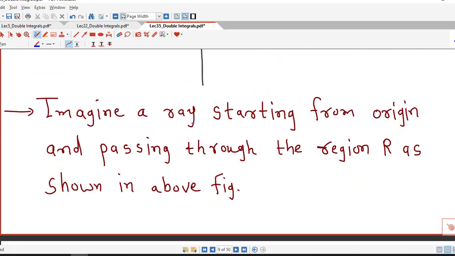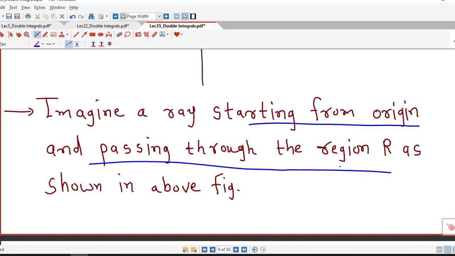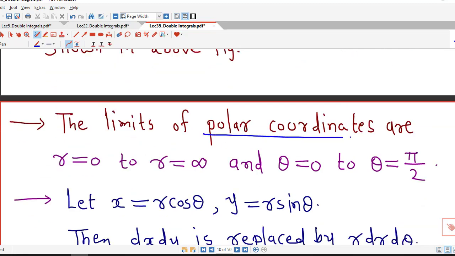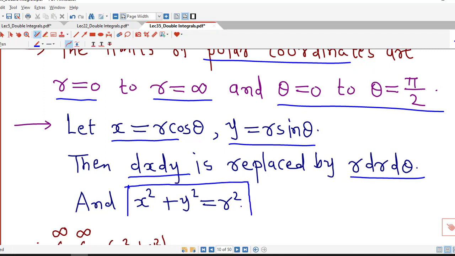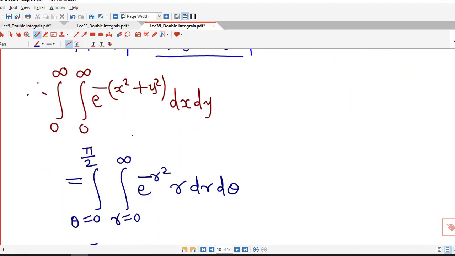So here we have written, imagine a ray starting from origin and passing through the region R as shown in the above figure. The limits of polar coordinates are r is from 0 to infinity, theta is from 0 to pi by 2. And we use the substitution x equal to r cos theta, y equal to r sin theta. Then as we know, dx dy is replaced by r dr d theta. x square plus y square will be equal to r square. So using all these things, our double integral in Cartesian coordinates converts into this polar integral.